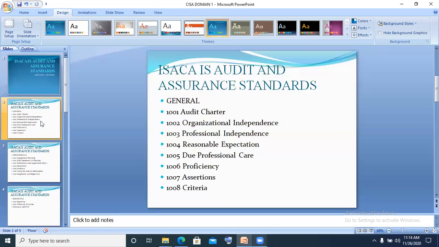Please Google ISQC1. It's very, very relevant, even though it is more relevant for financial audit, but trust me, it is very, very good even for an IS auditor or environmental auditor, whatever kind of audit you're doing. ISQC1 is very, very relevant. Okay, 1006 is proficiency. What do you know as an auditor? What is the level of skill you have? You need to have soft skills, you need to have technical skills.